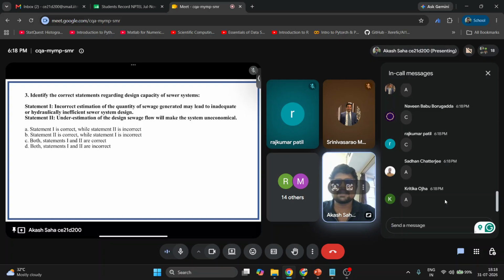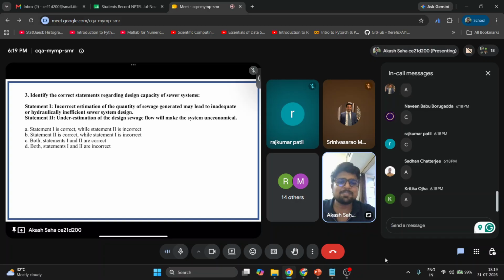So my question is, if it is an underestimated design sewage flow, suppose the requirement is 20 million liters per day, but I design my system for only 10 million liters per day. I am underestimating the design sewage flow. Will it make my system uneconomical? If I estimate it to be 30 instead of 20, overestimation, then definitely it will make it uneconomical. But if I underestimate the design sewage flow, it will not make my system uneconomical, right?